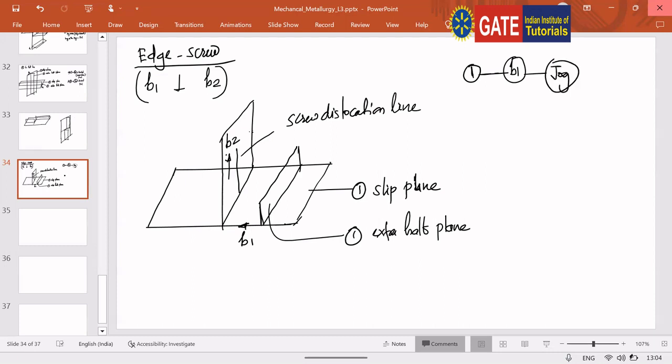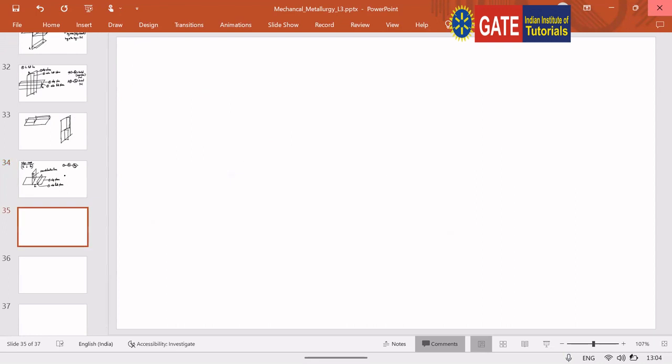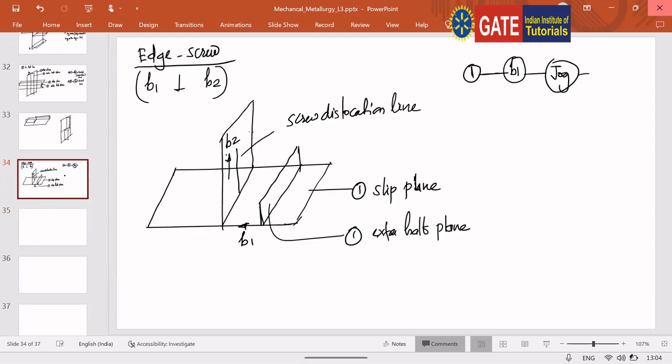And you know, jog in case of edge dislocation is again of edge characteristic. And then the length of this jog is the magnitude of B2. Magnitude of B2 is the length of the jog.